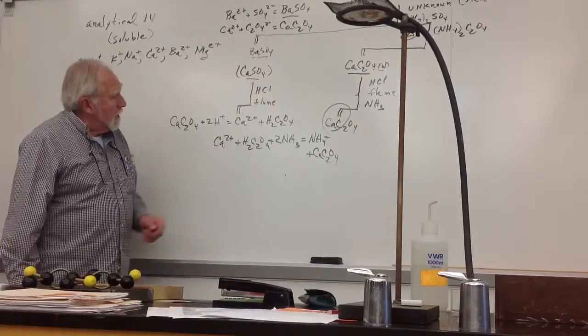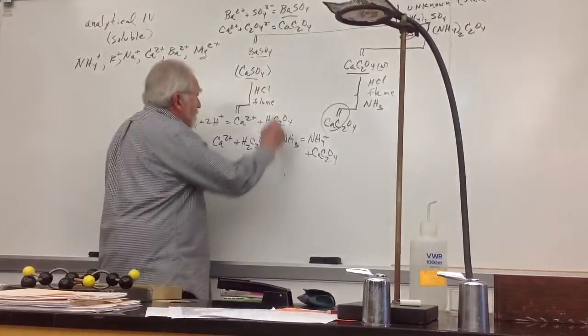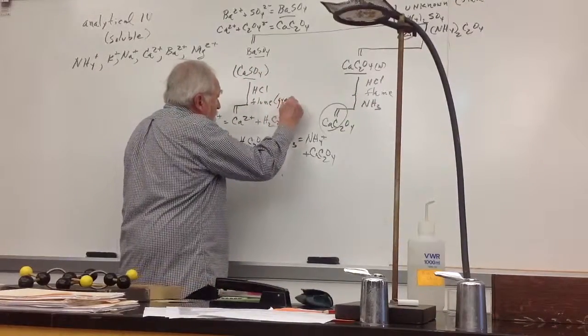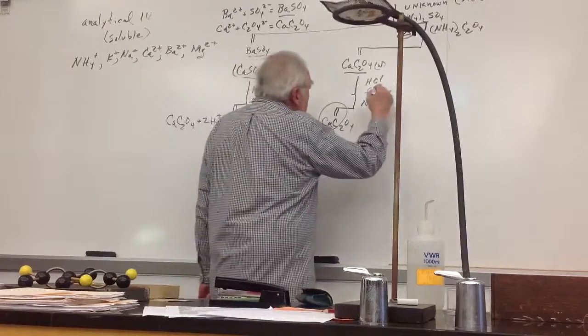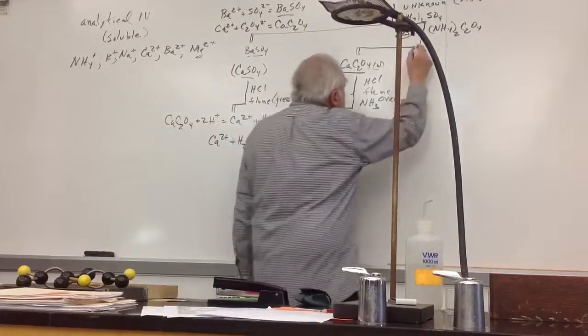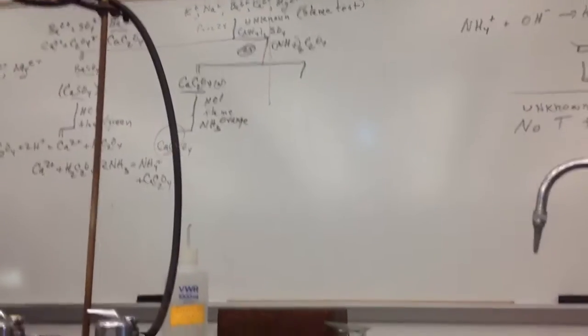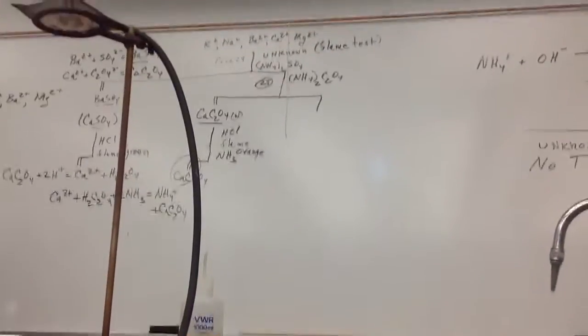This flame is green, by the way. This flame is orange. It's in the book. And then we go with the decantate to procedure 26. That's the test for magnesium.